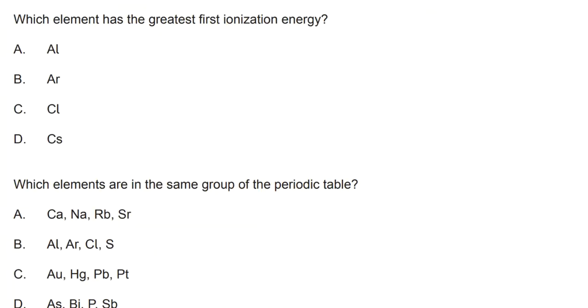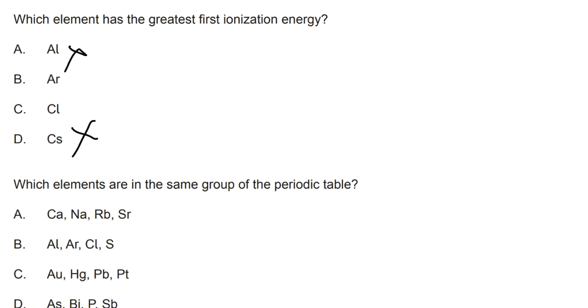Which element has the greatest first ionization energy? So we're going to look at something that has electrons that are really hard to remove. We have argon, aluminium, and cesium. Already, I'm not going to pick cesium or aluminium, because we have argon and chlorine, which are a noble gas and a halogen respectively.